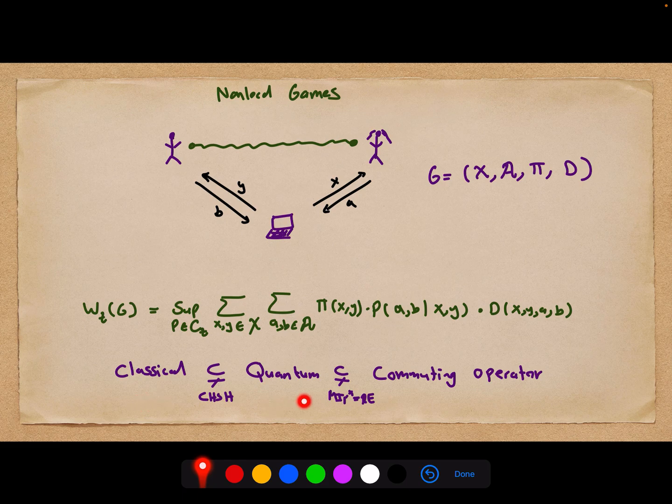These three classes are separate from each other. These inclusions are strict since there exist games that have better winning probabilities when you use quantum strategies rather than classical ones, namely the CHSH game, and the MIP* = RE result of Ji, Natarajan, Vidick, Wright, and Yuen shows that there exist games where you can win strictly better in the commuting operator, infinite dimensional setting than if Alice and Bob have to only use finite dimensional strategies.